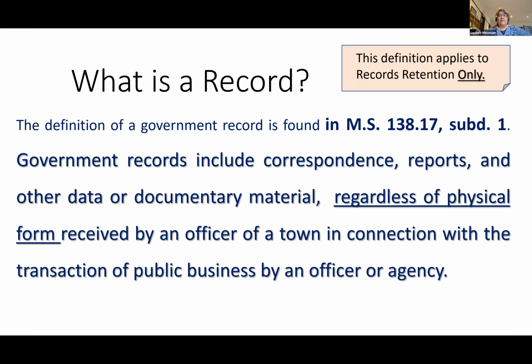And this is an abbreviated piece of definition. I didn't put the whole statute in here. That's just too much to put on a slide. But basically, you can read here that government records include correspondence, reports, and other data or documentary material, regardless of the physical form, received by an officer of the town in connection with the transaction of public business by an officer or agency. Okay, so this is just abbreviated, but that's what it is. Anything, any type of correspondence. It can be things like maps, it could be a picture, it could be something somebody brings in. There's a lot of information out there.